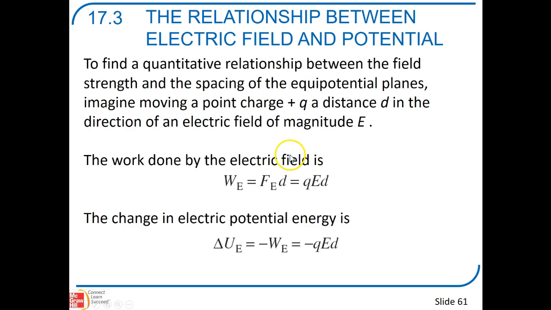There's a quantitative way to look at the field strength and the spacing of those lines. The work done by the electric field, remember we said, is the force times distance. That force is Q times E, so the charge times the electric field times the distance. Our change in electric potential energy is then just negative QED, because here we've got work going out.